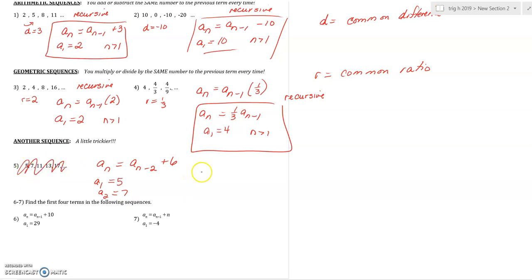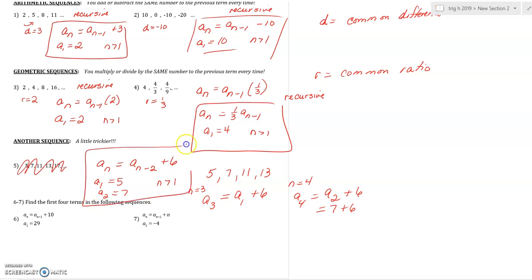This recursive definition says the first term is 5, the second term is 7, and then any term, so let's say n is 3. The third term is just the first term, so 5 plus 6 is 11. Let's keep going. Let's say n was 4. If I want the fourth term, n minus 2, 4 minus 2 is 2, plus 6. So that would be the second term plus 6, which is 13. Do you see how, again, you could check more points, but this actually works. And again, n has to be greater than 1. That was a tricky one.